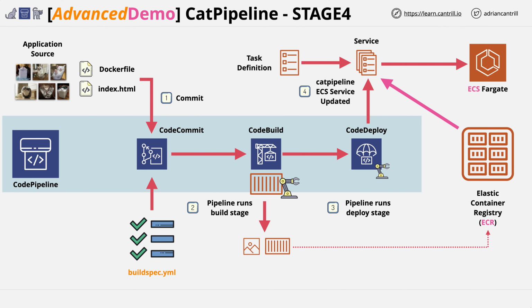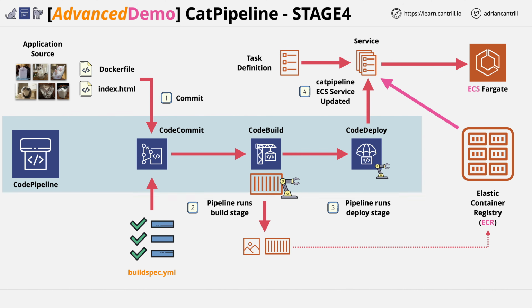Welcome to this advanced demo series where you're going to get some exposure in implementing a full code pipeline to deploy an application within AWS. Now this advanced demo is going to use CodeCommit, CodeBuild, CodeDeploy and CodePipeline, and it's going to be an extension of the theory that you've already learned in a previous theory lesson.